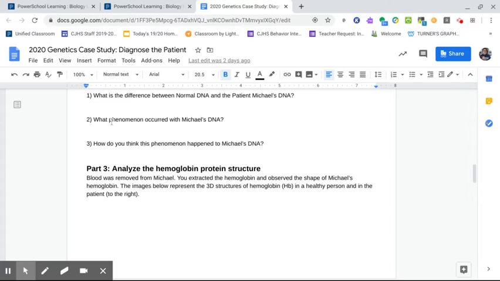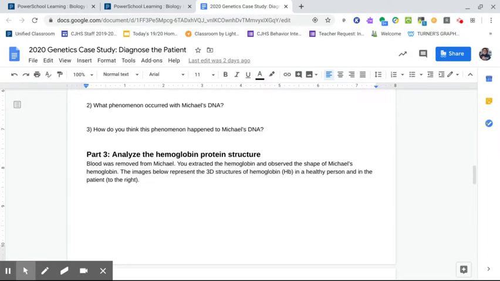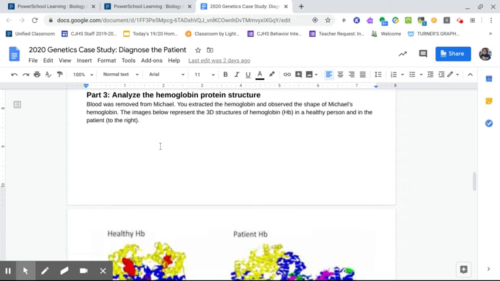When it asks for the phenomenon, it's asking you, what is the term that we've used when there's been a change in the sequence of the DNA? It is a one-word answer. I will give you that hint. So that's the protein synthesis.